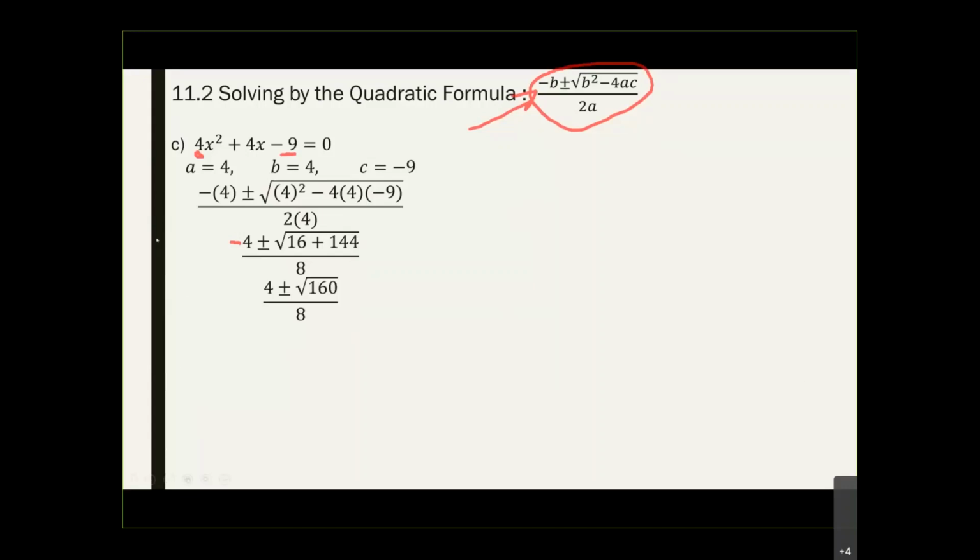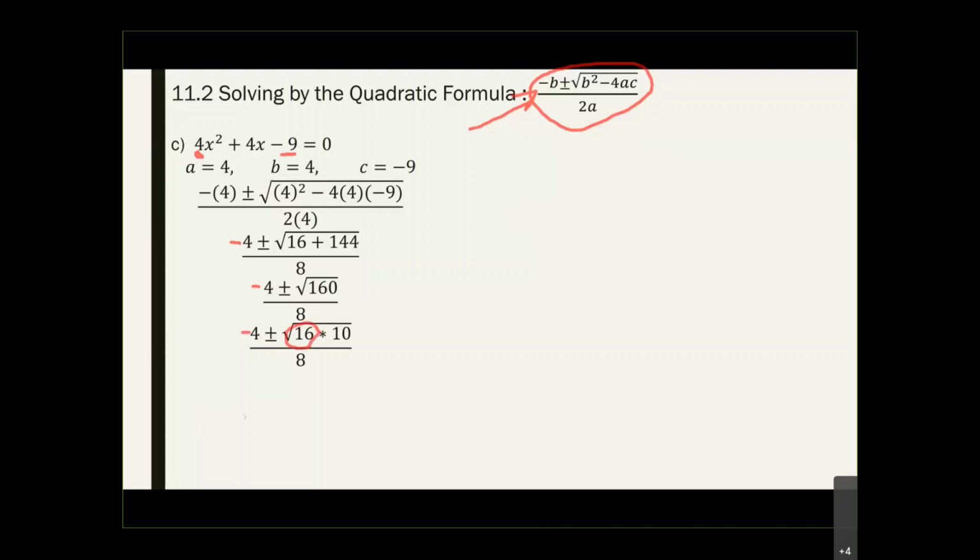This should give me -4 plus or minus the square root of 160, all over 8. 160 is not a perfect square, but is there a perfect square inside of 160? Do you agree that 160 is the same as 16 times 10? 16 times 10 is 160. Why do I use 16? Because 16 is a perfect square.